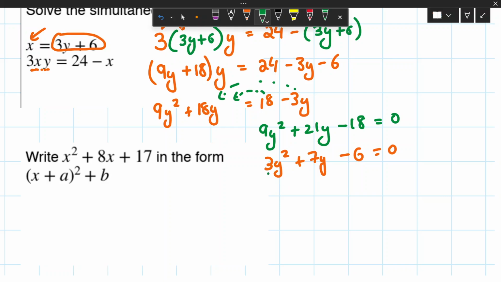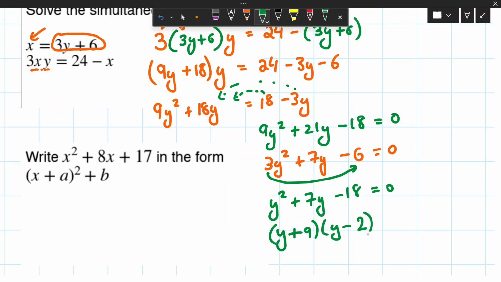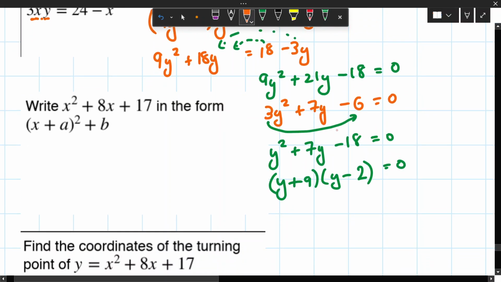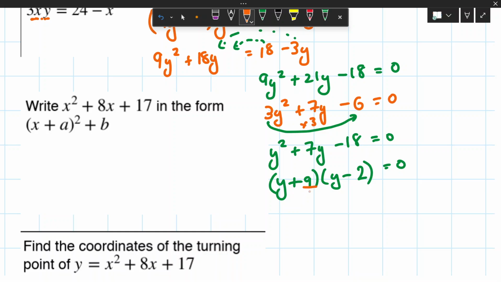What we can do is, obviously I'm going to multiply the 3 onto that last term. So that will be y squared plus 7y minus 18 is equal to 0. I can factorize that as y plus 9, y minus 2 is equal to 0. And then obviously because I did the multiplication by 3, now I'm going to have to do division by 3, so divide by 3, divide by 3, and this now becomes y plus 3 and then 3y minus 2 is equal to 0, because obviously the 3 moves over to the other side.